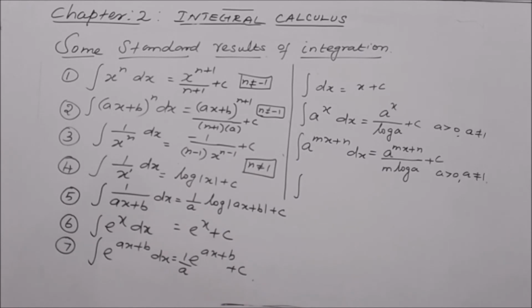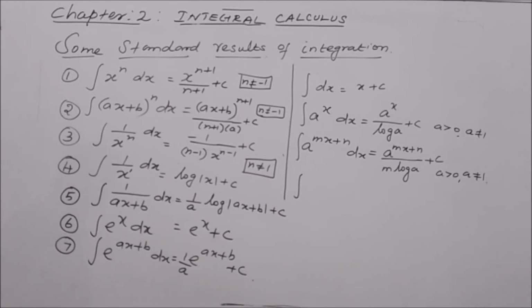Then for the seventh one, e to the power ax plus b, where some constant is added with the terms given in the power. E power x we can simply write as e power x. If e power ax plus b is given, then its integral value is 1 by a, the coefficient of x is taken, 1 by a, e power ax plus b, plus the constant of integration c.